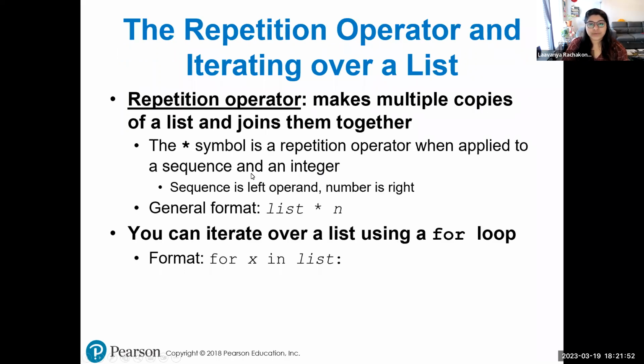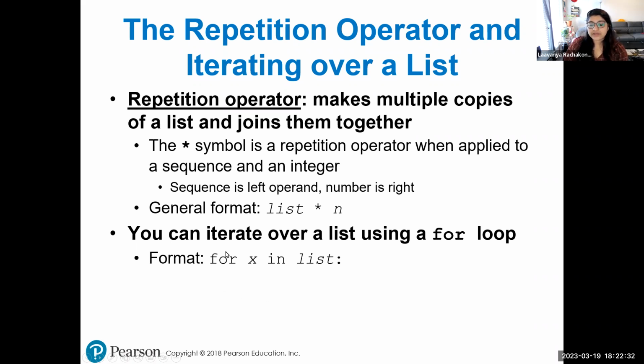Next, we have the repetition operator. That is basically the multiplication symbol, so I'm just going to call it a star. So this multiplication symbol is also used as a repetition operator that will just make multiple copies of the list and join them together. We'll see an example for better understanding as well. The general format will be the sequence towards the left of the operator, the left operand, and the right operand will be the total number of times that you want the list to be repeated.